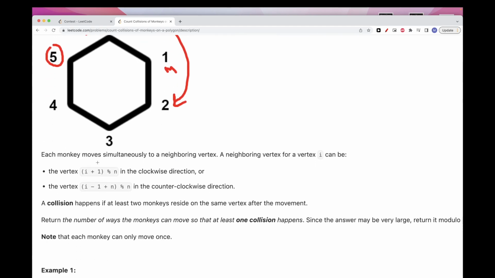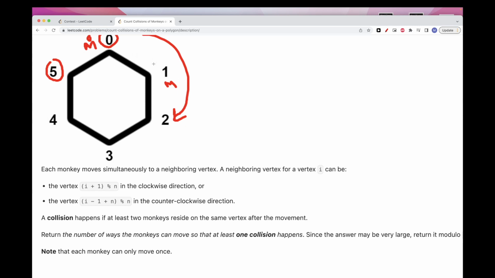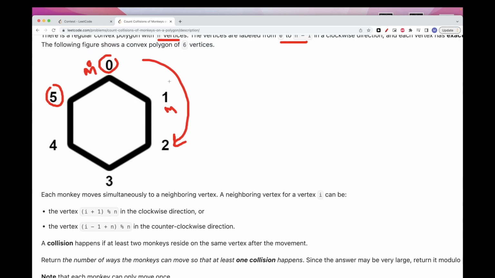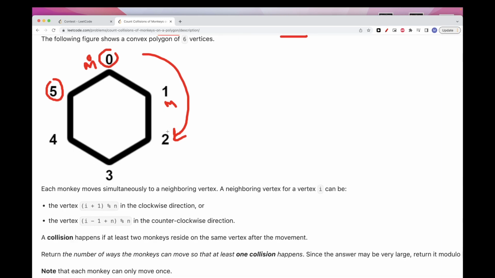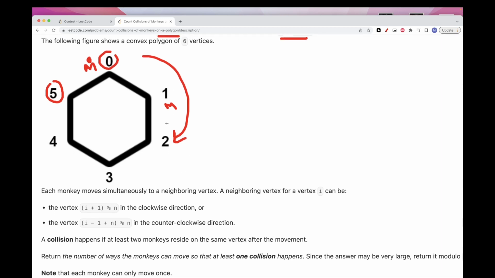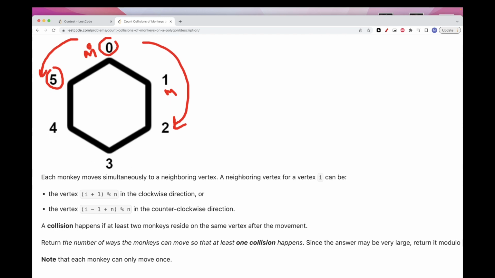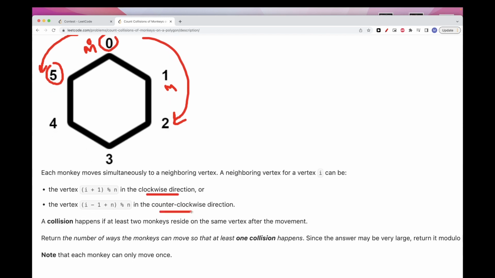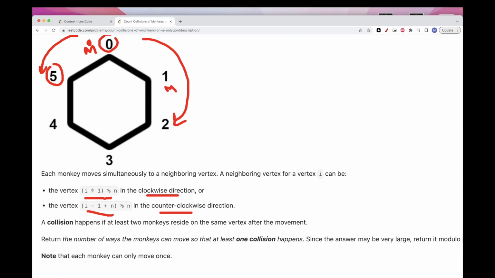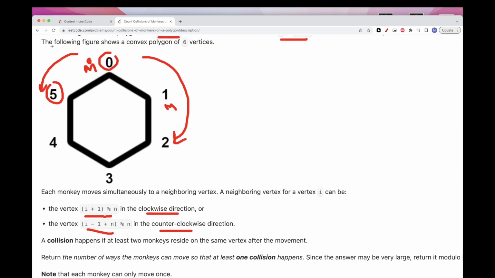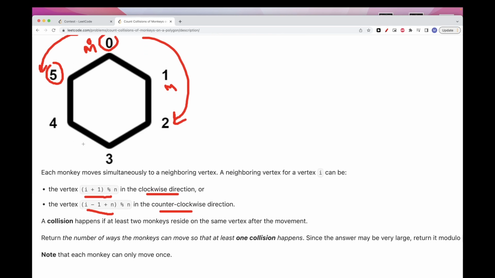And then each monkey moves simultaneously to a neighboring vertex. So the one in 0 can move to 1, the one in 1 can move to 2. So this would be clockwise direction, or they can move also counterclockwise, right? So 0 can move to 5 as well. And the way you can calculate where they can move to is just plus 1 modulo n or minus 1 plus n modulo n. So to solve for, let's say 5, you want to move to 0. That's 5 plus 1, 6 modulo 6. So that would be 0.